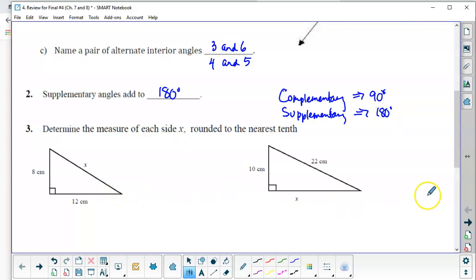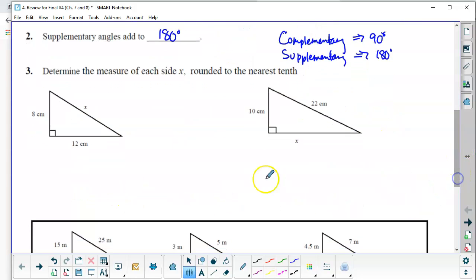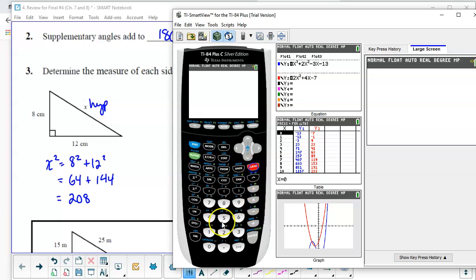It says determine the measure of each side x. So that's Pythagorean theorem. So this is the hypotenuse. So x squared equals 8 squared plus 12 squared. So we can do part of it in our head. It's going to be 208. But if you need your calculator, get it out.